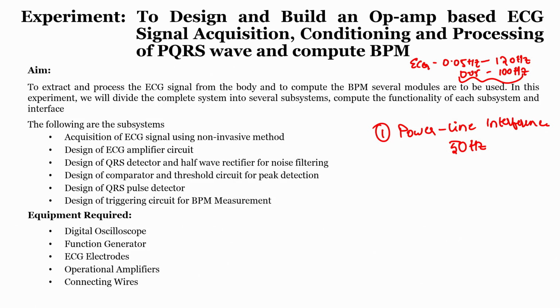But if I want to filter the 50 hertz signal, we can use a notch filter. How does a notch filter look? Something like this and like this. This is the frequency which we do not want to allow, and these are the frequencies which will be passed through. So, 0 to somewhere around 48 or 49 hertz we will allow, and again from 51 or 52 hertz till 100 hertz we will allow.